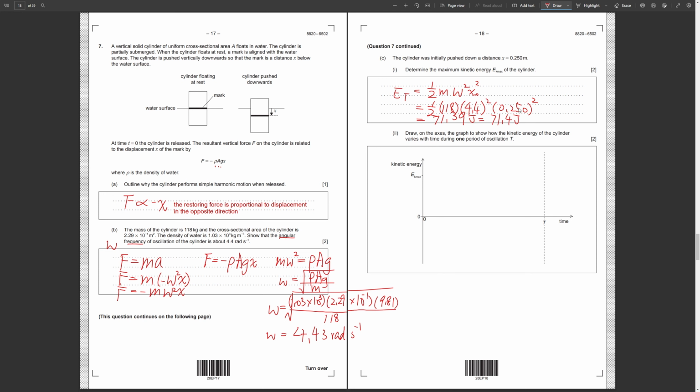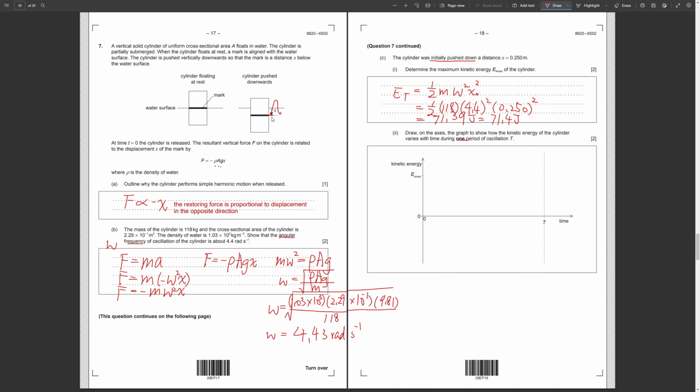And after rounding, 71.4 joules. Lastly, we are going to make a graph sketch, and it is the variation of the kinetic energy of the cylinder varying with time within one time period. As the cylinder was originally being pushed down, it was starting at the bottom. So the marker is going up and then falling down.